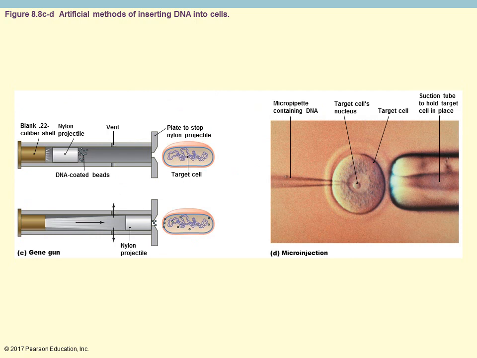Using injection methods, you can use a gene gun, as is shown here. You have this special type of, it's like a 22 caliber shell. You have your projectile, and on the end of it you coat beads with DNA, and you actually fire this and shoot it into the cell. So you're literally shooting DNA into the recipient cell.